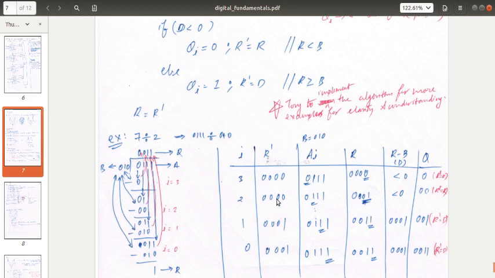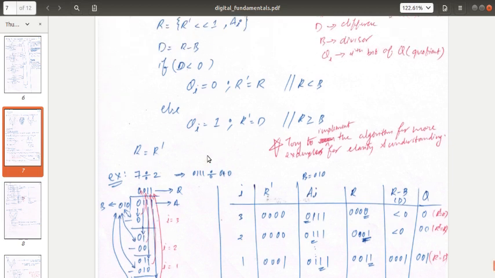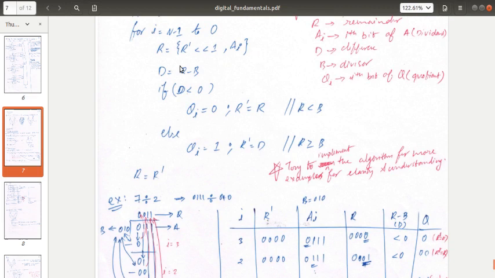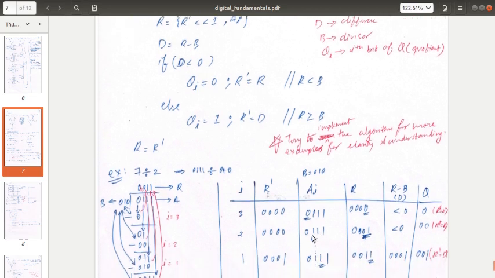Okay. Now the next one, I equal to 2. Again we do the same thing. We left shift R bar by 1, and we append AI. Here AI is 1. So we left shifted 0 0 0 0 by 1, and then we appended the ith bit of A.